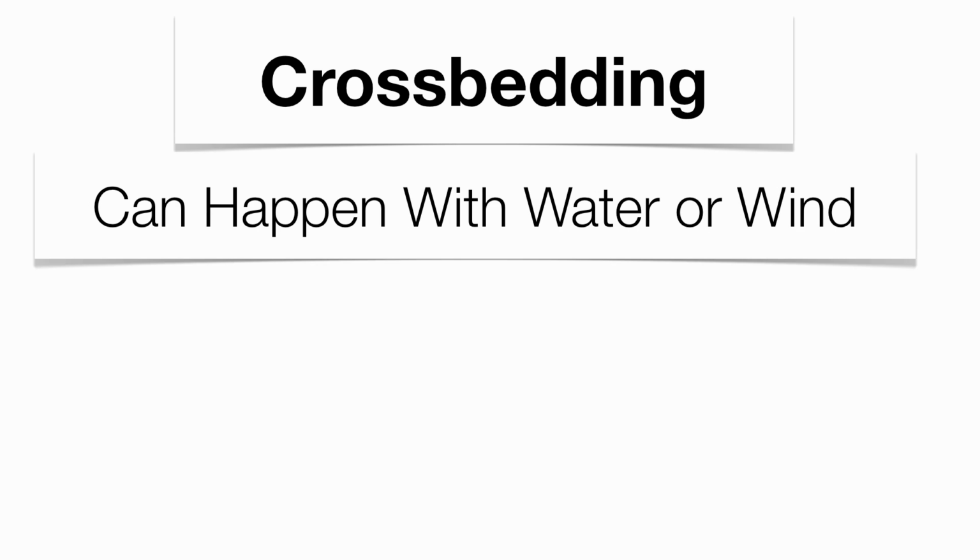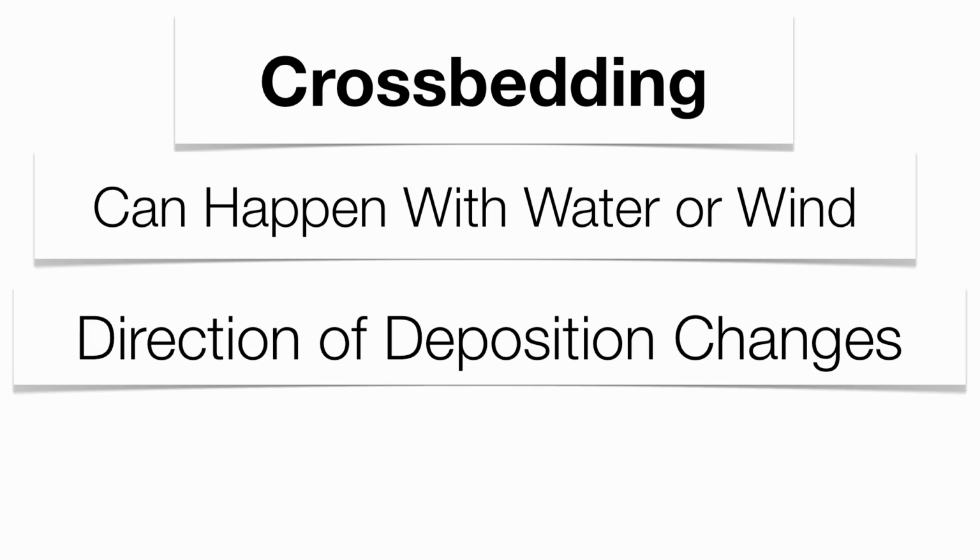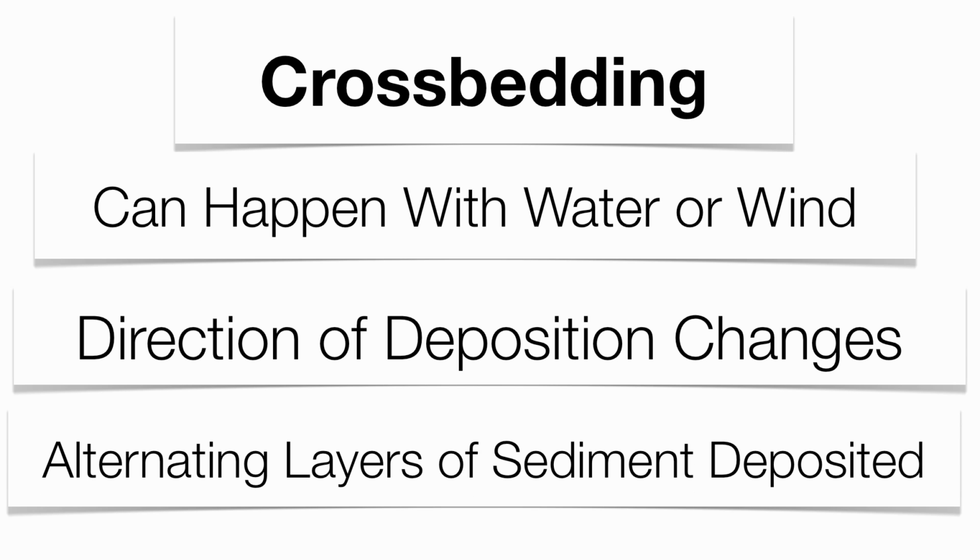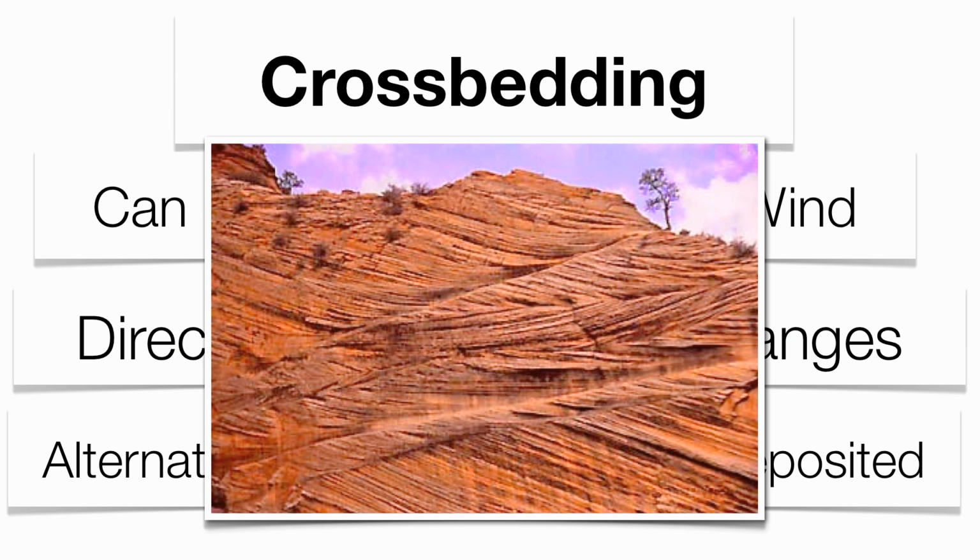Crossbedding can occur as well, most likely with wind, but sometimes can happen with water when the direction of deposition changes. So when the direction of deposition changes, your bedding planes are going to change as well. So what happens is the layers of sediments tend to be altered in terms of their location, in terms of deposition. So you can see there a really nice picture of crossbedding.